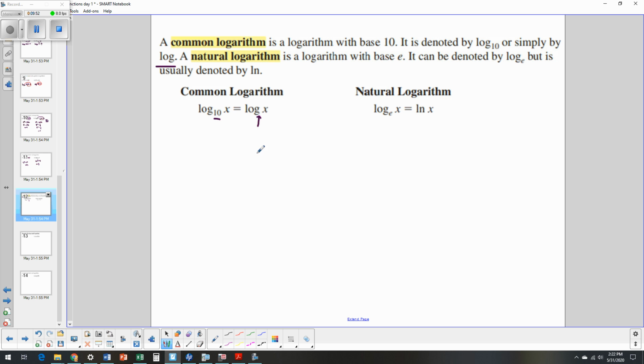Then there's a natural logarithm, and that base is e, right? We learned about e last week. So it can be written as log e, log base e, but that's not very common. It's actually going to be written as ln. And I know that's a little backwards. For natural log, it should be nl, but ln, log natural, is how they're going to denote that.